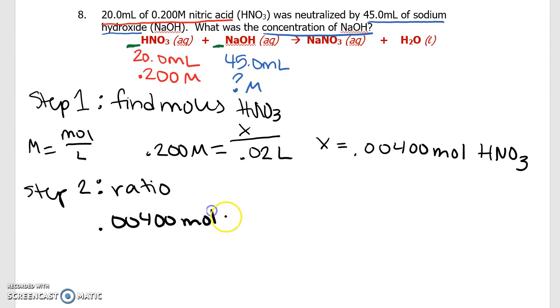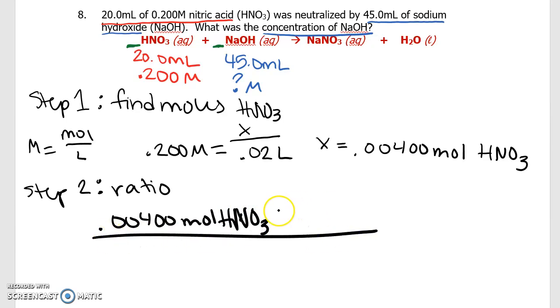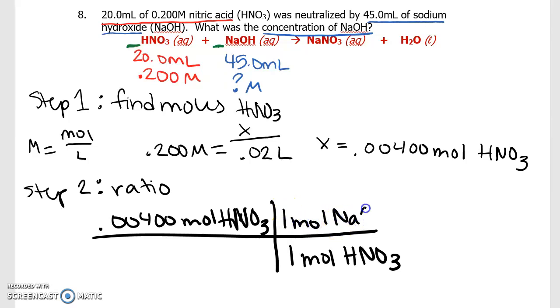So I'm going to start with 0.0040 moles of nitric acid, and I'm going to plug that into my train tracks. So if I look up in my balanced chemical equation, there's no coefficient in front of nitric acid, so I know that's really a 1. I'm putting nitric acid on the bottom to cancel out my moles of nitric acid. So from my balanced equation, for every 1 mole of nitric acid I have 1 mole of sodium hydroxide. And then you're going to solve that. So I know it's 0.00400 moles. Now I have it of sodium hydroxide.